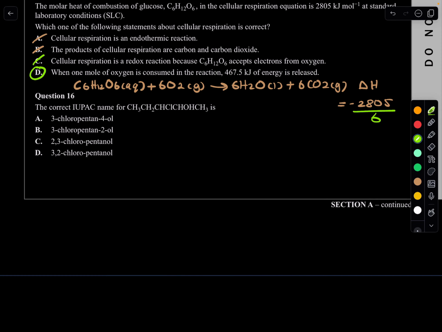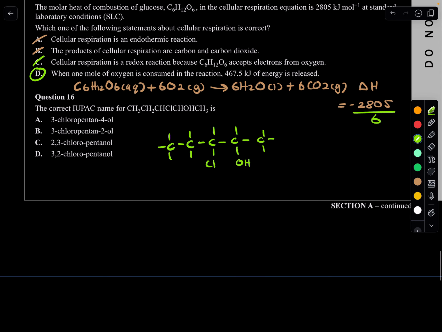Question 16. The correct IUPAC name for this is what? So let's actually draw a structural formula for it. It has a CH3 here, a CH2, a CHCl with chlorine here, a CHOH group, so an alcohol, and a CH3, like that. Okay. So what is the longest carbon chain? It's just straight here. 1, 2, 3, 4, 5. It's a pent.